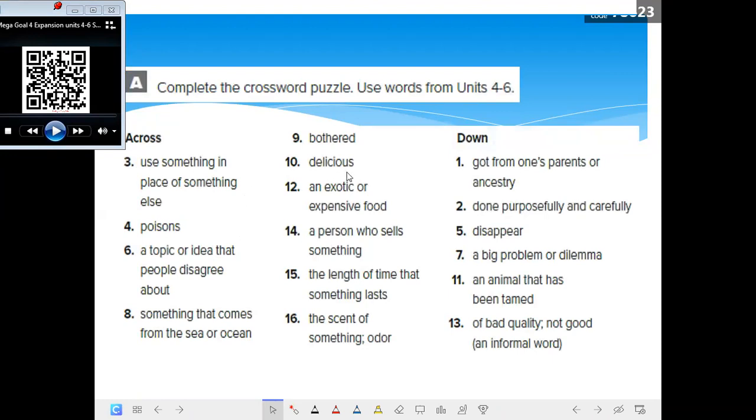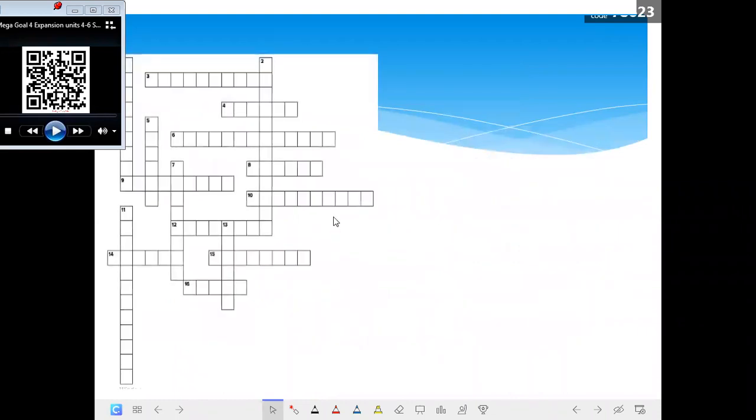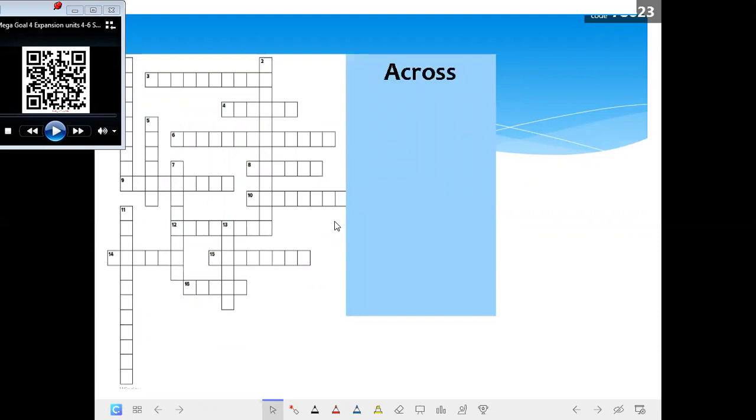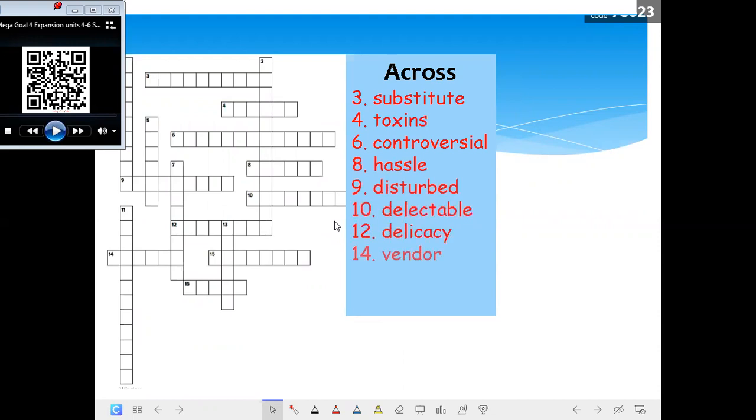As you see, he gave us some words we took before in units 4, 5, 6, and wants us to complete the crossword puzzle with them. So, my dear students, I will show you the answers and I want you to write them on this exercise. But I want you to study them carefully and know their meanings because they are very important.